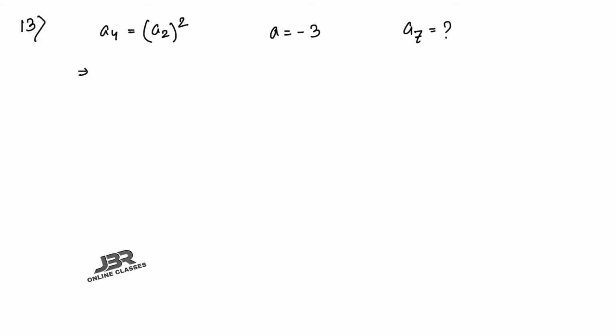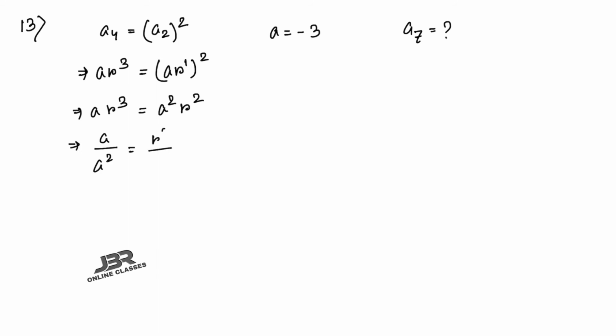Okay. So here you can write down a r to the power 3, here a r to the power 1 whole square. So that means a r to the power 3 equals a squared, and then r squared. So a by a squared equals r squared by r cubed. So it will be a, here also it's r. So that means a equals r. So if a equals minus 3, then r equals also minus 3.